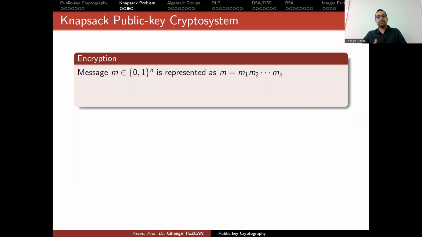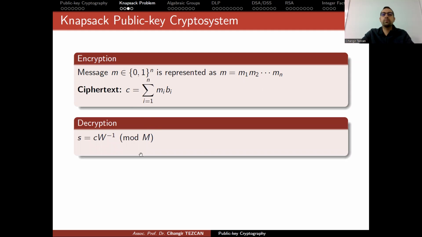So let's talk about encryption and give an example. Assume that you have a message, and you represented it with bits like this, M1 to MM. So this is an M-bit message. The ciphertext is defined as follows: you just multiply the bits with BIs, and you sum them from 1 to M. Okay? So the result is C.